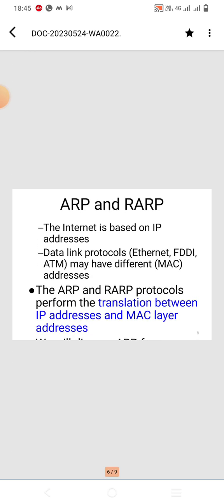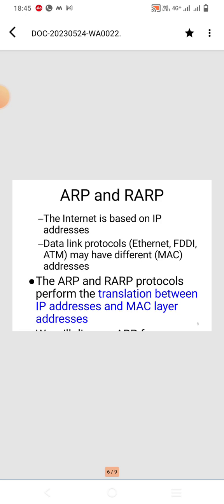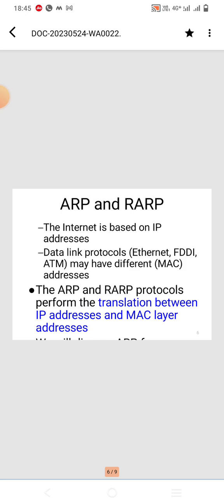So now let us see a topic which is called Address Resolution Protocol, which is termed as ARP. Where is ARP present? It will be present in the link layer. So what is ARP? You can see in the diagram.